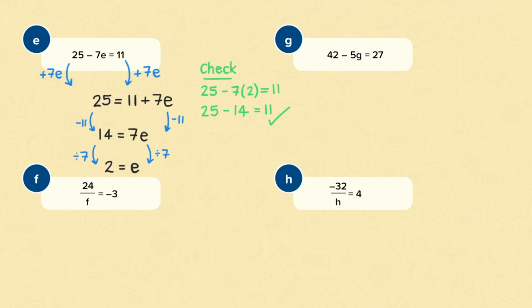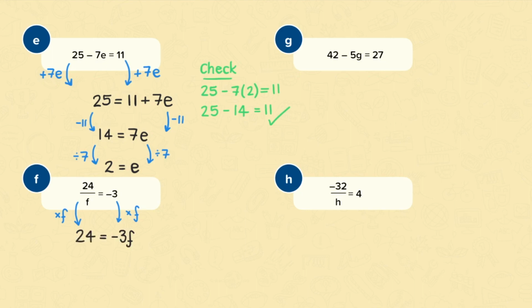Question F. 24 over f equals negative 3. Again, this equation is much more difficult as 24 is being divided by our unknown. Even though we don't know the value of f, we know that the inverse of multiplying by f is dividing by f. So, we multiply both sides by f, and we find 24 equals negative 3f.